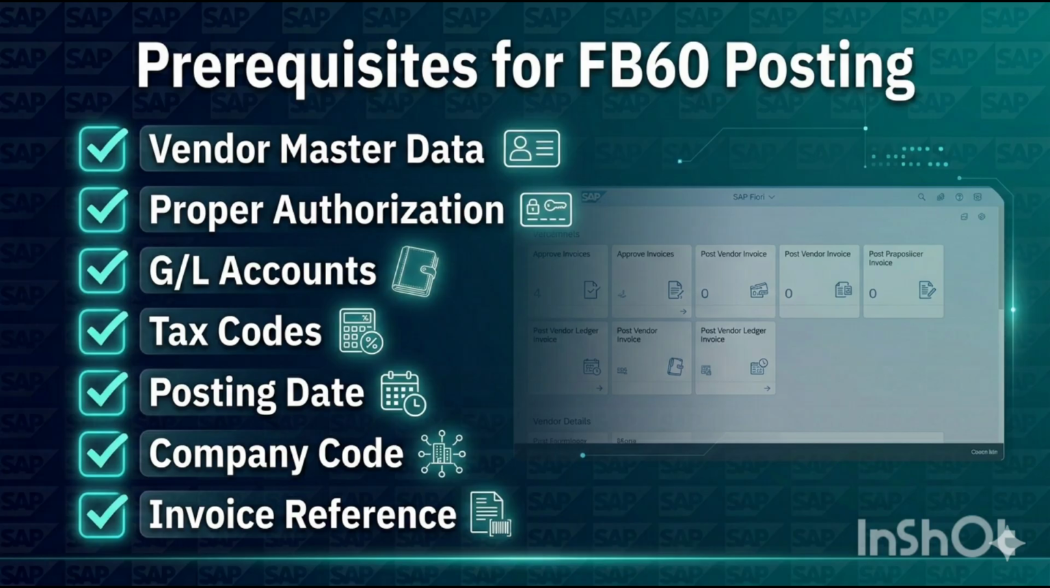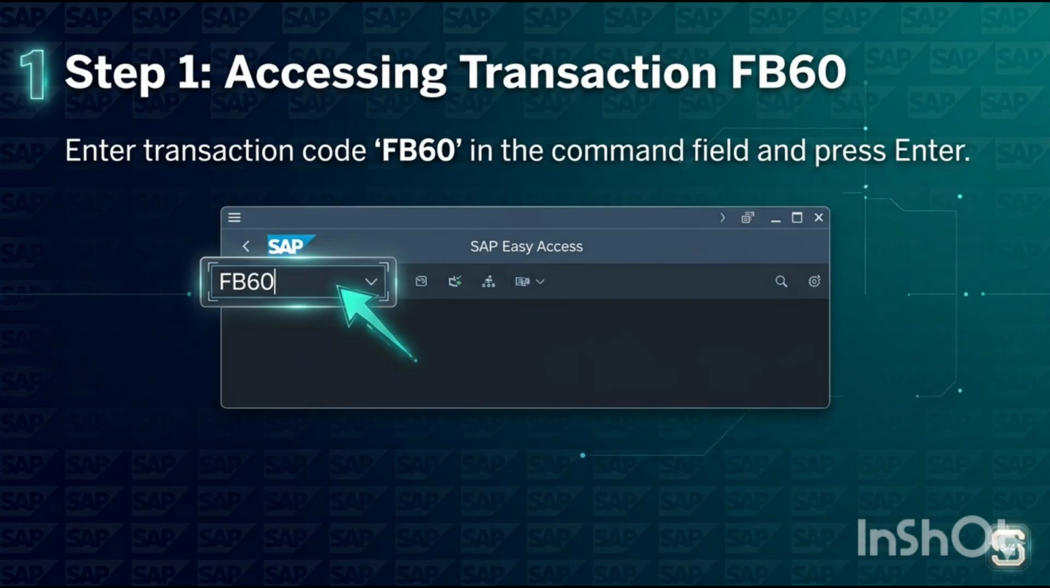So this is about the access of FB60. Step 1 is very simple. Log in to your SAP S4HANA system. In the command field, type FB60 and press enter. You can also access it through the SAP menu under accounting, then financial accounting, then accounts payable, then document entry, and then invoice. In the Fiori Launchpad, you can search for post vendor invoice or create a tile for quick access.